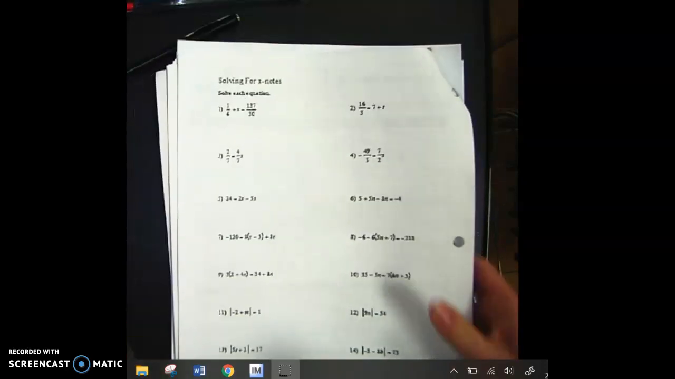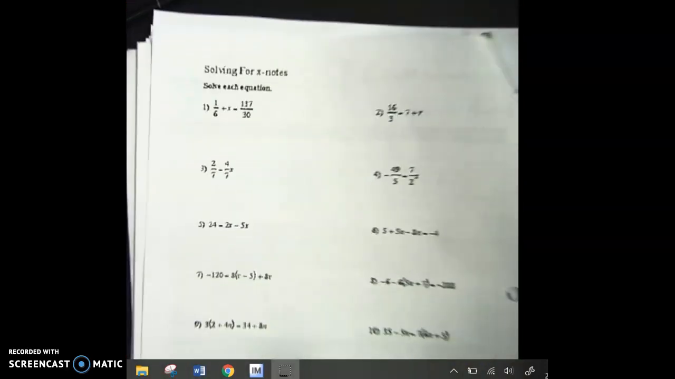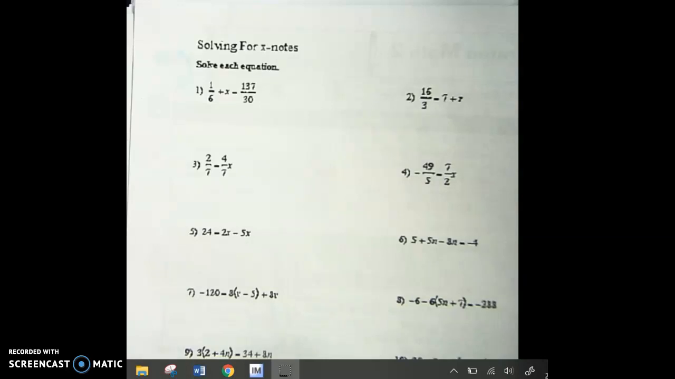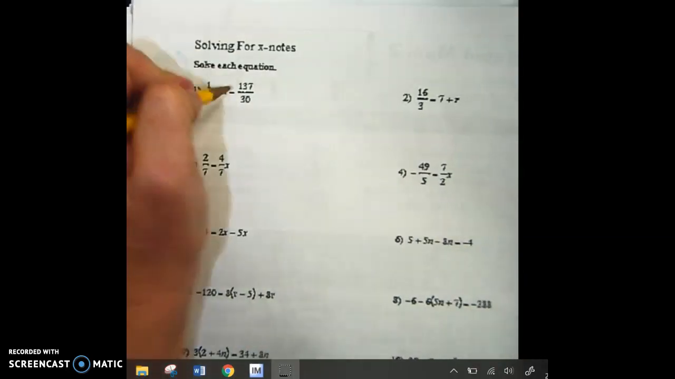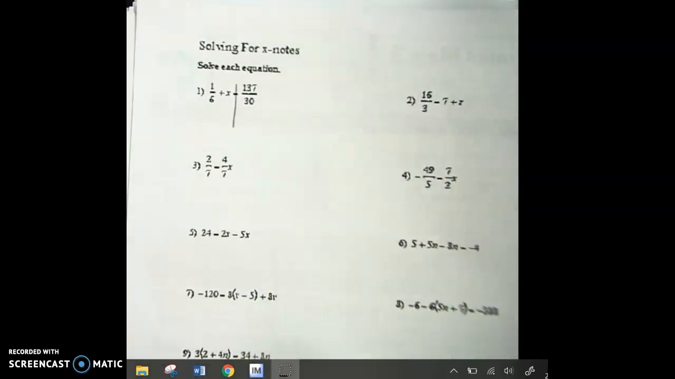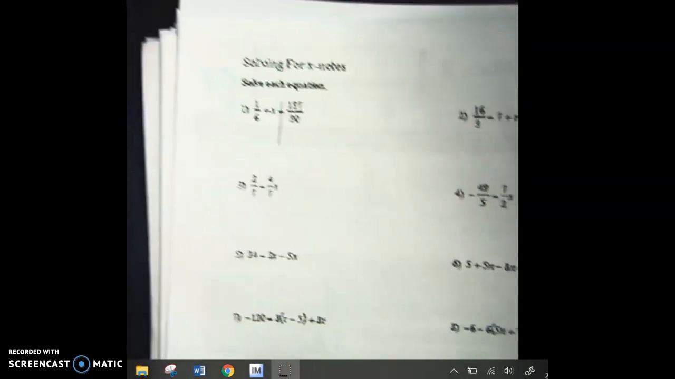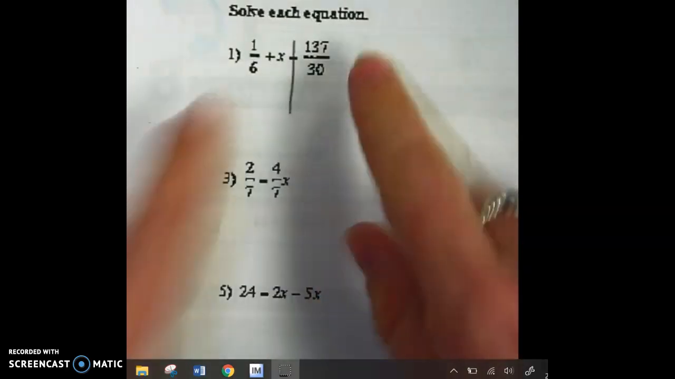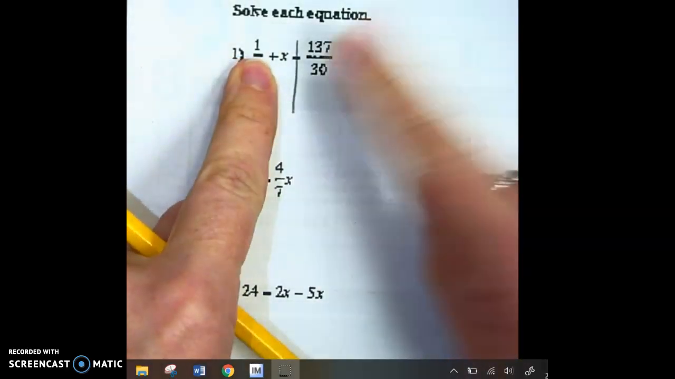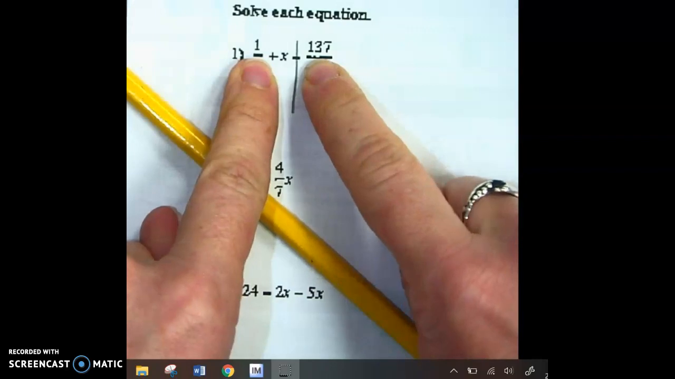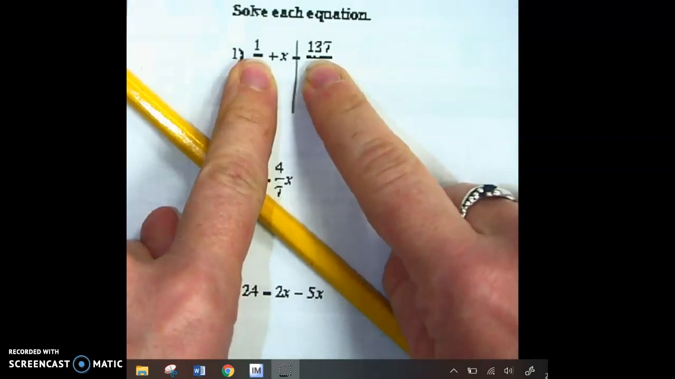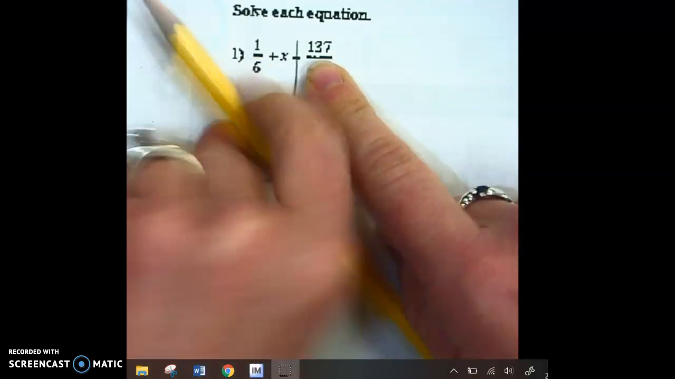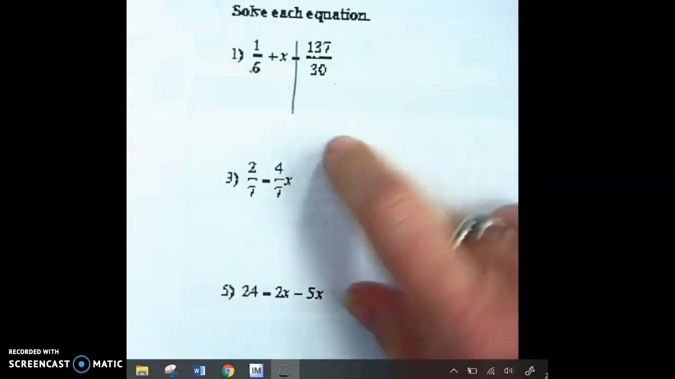All right, so we've learned how to solve for x before, but now it's going to get a little bit more complex. So here's the deal. The first thing I always do is draw the line. When I look at this problem, I've got a couple issues with it. If the 6 and the 30 weren't there, then it would just be 1 plus x equals 37. That's not a big deal. So what am I going to do? I need to get rid of the 6 and I need to get rid of the 30.